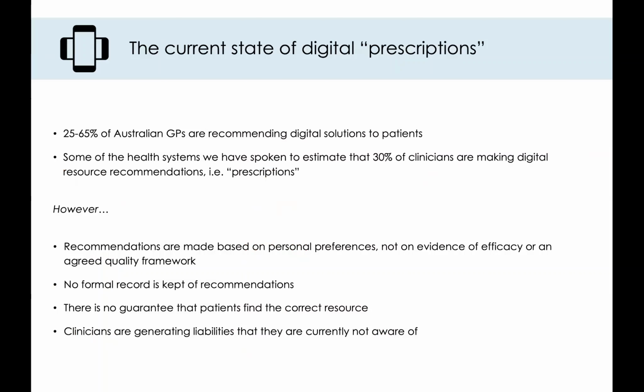So, as I said, our estimate is that somewhere between 25 to 65% of Australian GPs are recommending digital solutions to patients. And when we say digital solutions, that encompasses more than just apps. The Digital Health Guide is predominantly information about apps, but also many of the things we have in there are not apps, they're just web-based solutions. So that's why we use this language of digital health solutions. Some of them come in an app flavor, some of them come exclusively in an app flavor, others come just in a web flavor, and some of them have both.